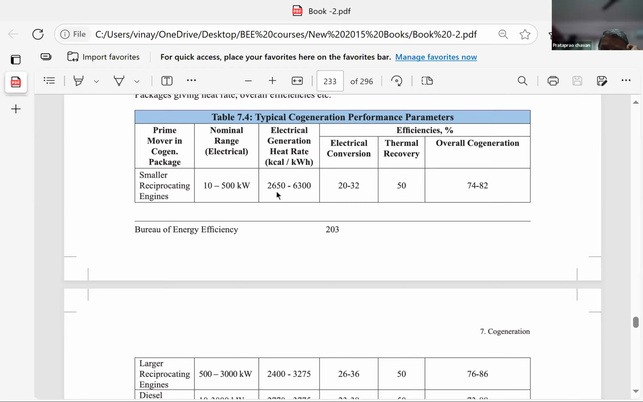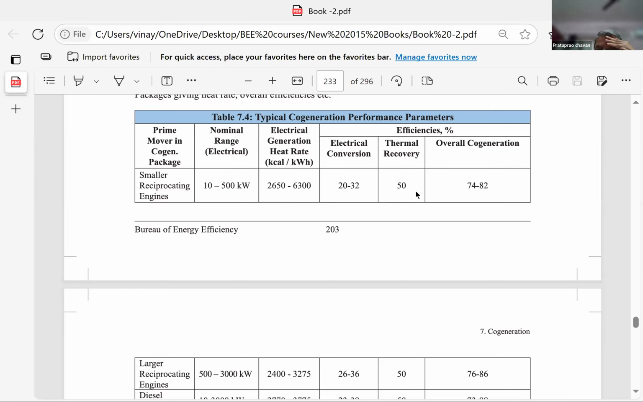If the heat rate is only 860, it is 100% efficient, right? But as the figures get larger and larger, the efficiency gets poorer and poorer, because this figure is at the bottom, at the top is 860. So for 860 kilocalories output, if you are consuming 6300 kilocalories, 860 upon 6300, you can just calculate the ratio, efficiency. So the efficiencies of electrical conversion are hardly 20 to 32%.